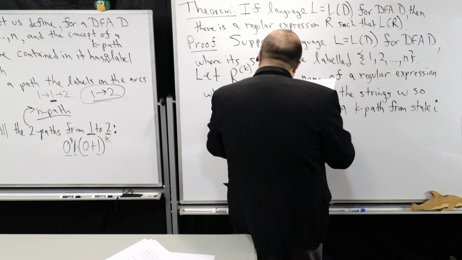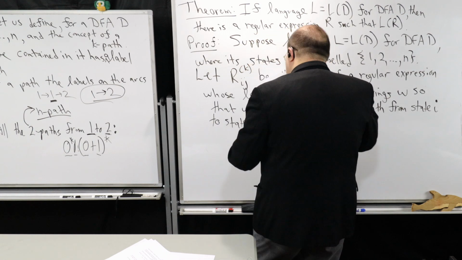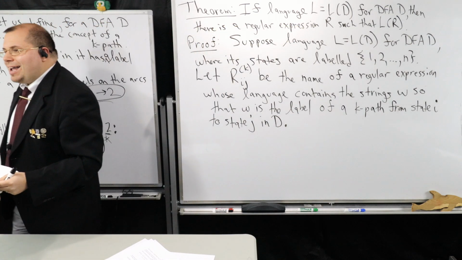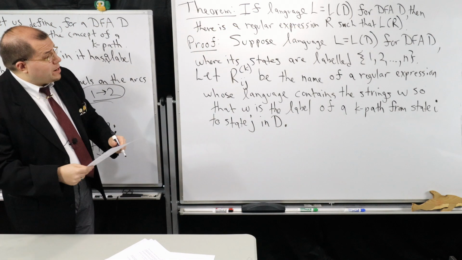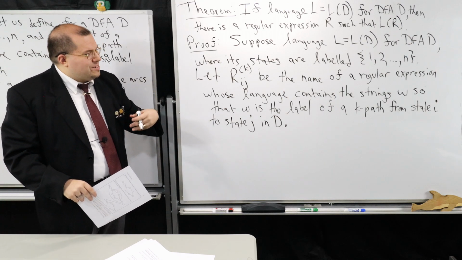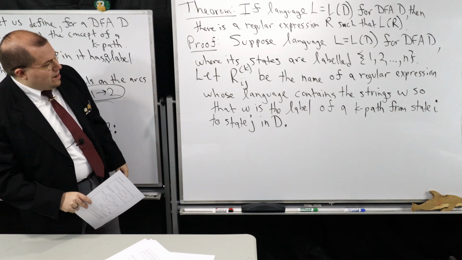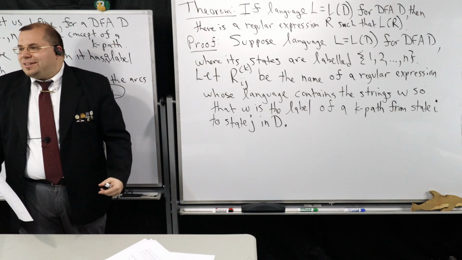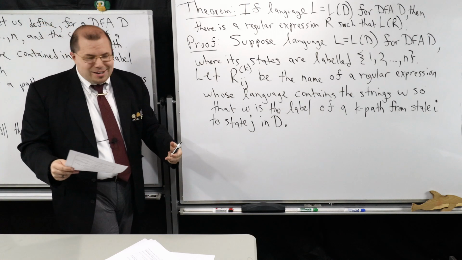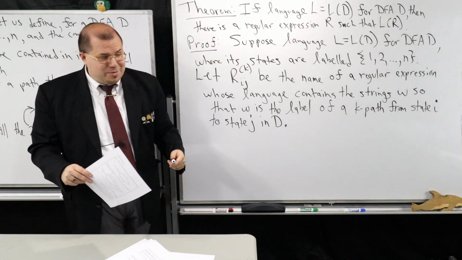From state j in D. If you're wondering what i and j are, in my example I used 1 and 2. So i was 1, j was 2, and this is the name we're going to give it. It looks a little intimidating, but I assure you, once you get the idea of how this construction is going to work, it should hopefully come together a little bit.